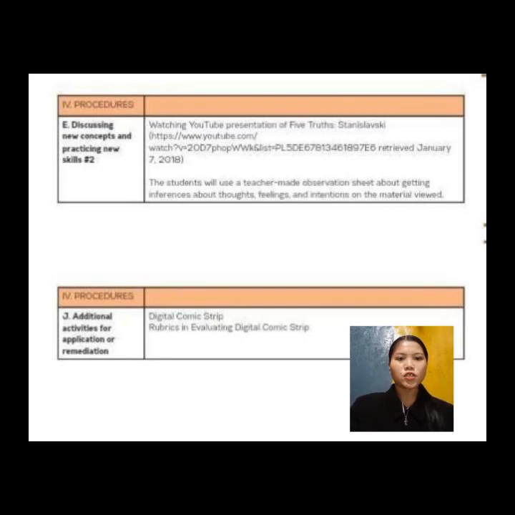So also we have additional activities for the applications or remediation. So digital comic scripts, and rubrics for evaluating digital comic scripts. So in that procedure, teacher Faye demonstrates positive use of ICT in her lesson, as she asked for an authentic output from the learners, which is ICT enabled.